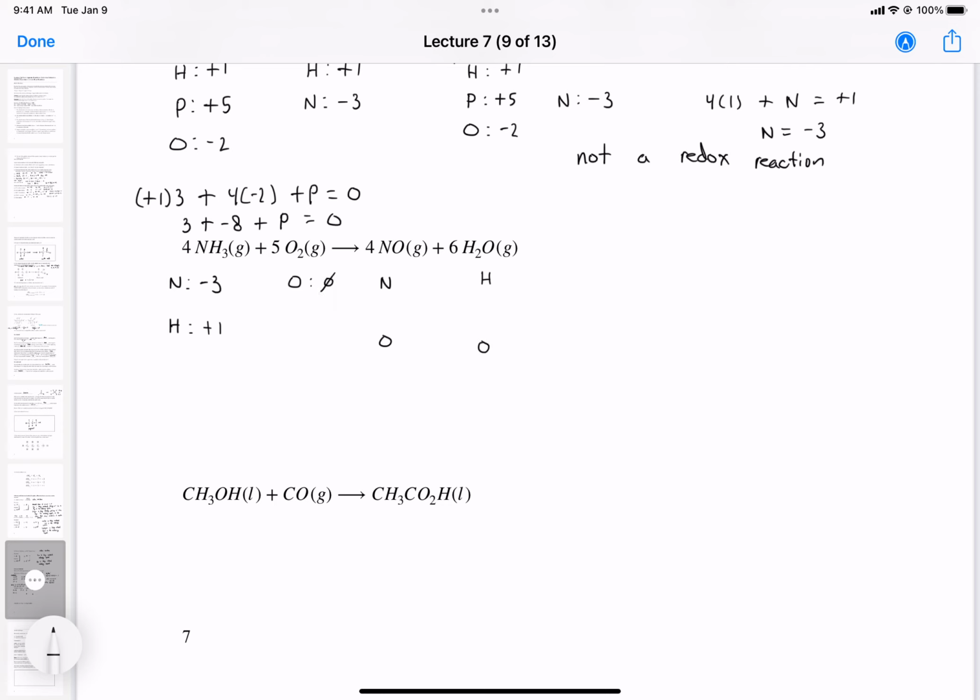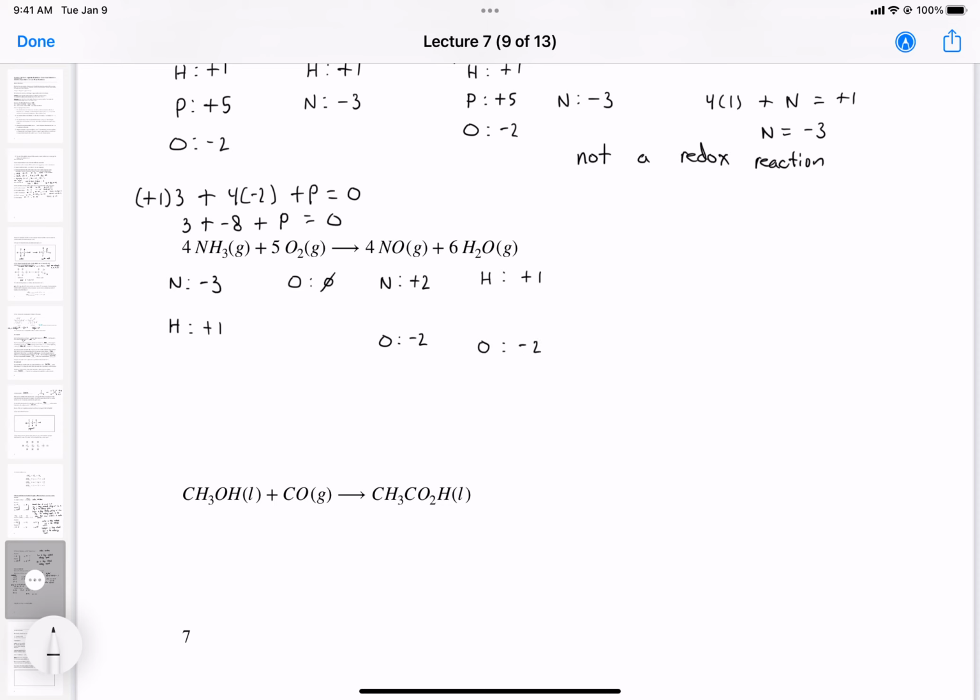Now, let's look at NO. So in this case, oxygen now will have a negative 2 charge. And then by default, since it's only NO, nitrogen should be plus 2 to cancel out the negative 2. Okay? And in this case, hydrogen is still going to be plus 1 in water, and then oxygen here is going to be negative 2.